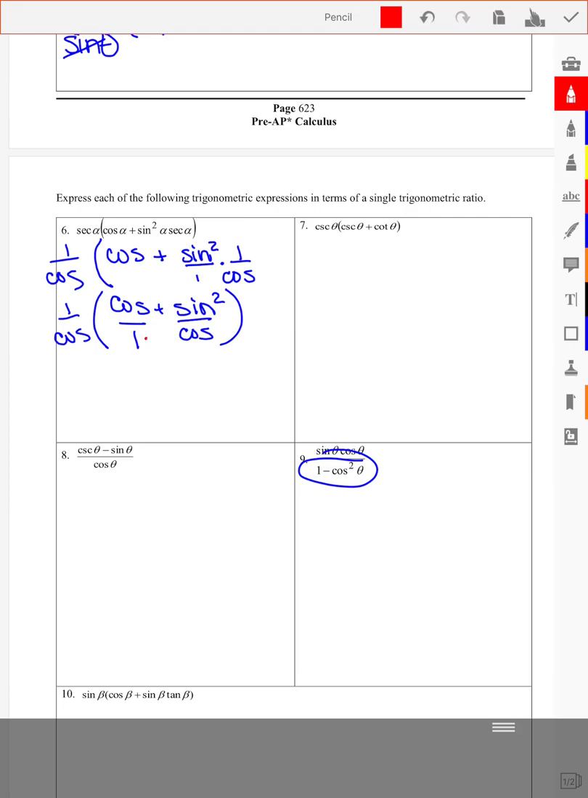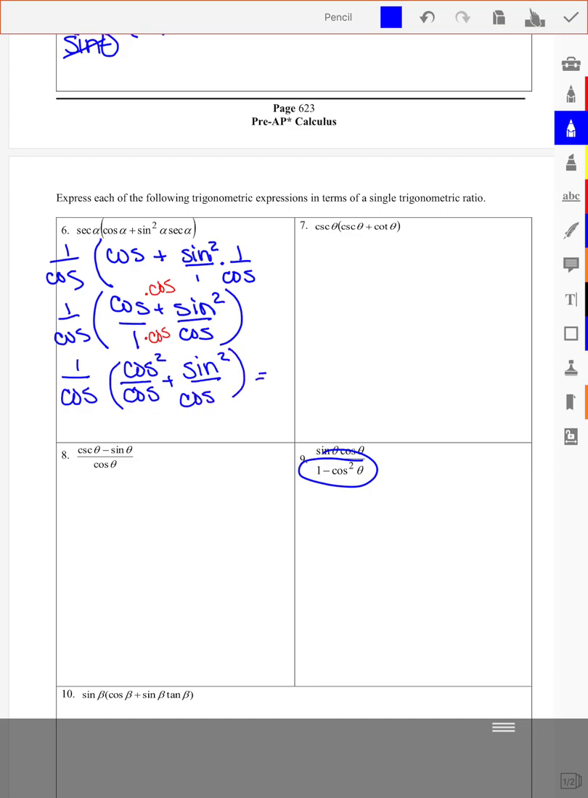So if I get a common denominator here, then that becomes, let's see, we've got 1 over cosine in front. That's still just kind of hanging around. And then we've got cosine squared over cosine plus sine squared over cosine. And then add the numerators together. So we've got 1 over cosine in front, and we've got cosine squared plus sine squared on top, and then cosine on bottom.